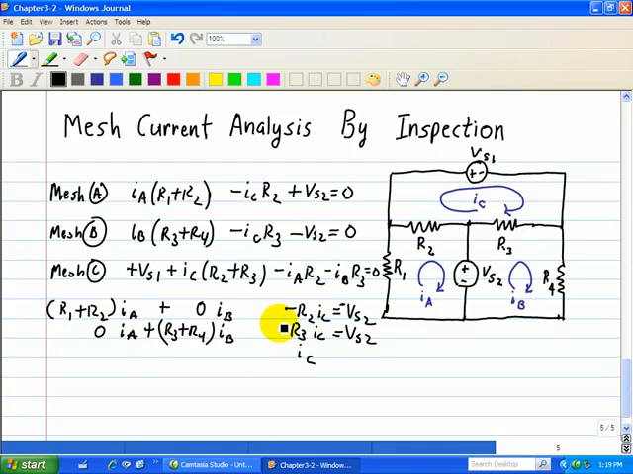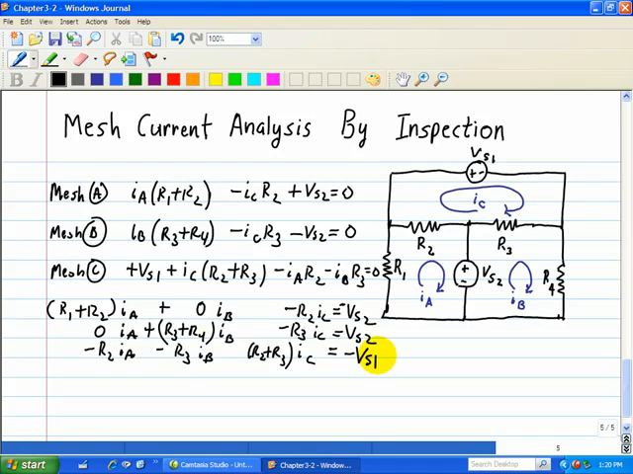And then finally for IC, we have R2 plus R3. We have on the off diagonal terms minus R2 IA and a minus R3 IB. And that's equal to a minus VS1. So that's our equation in standard form.